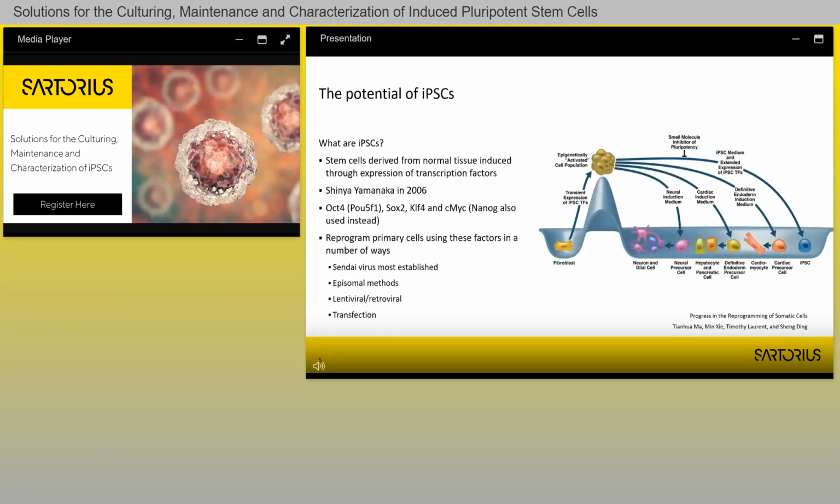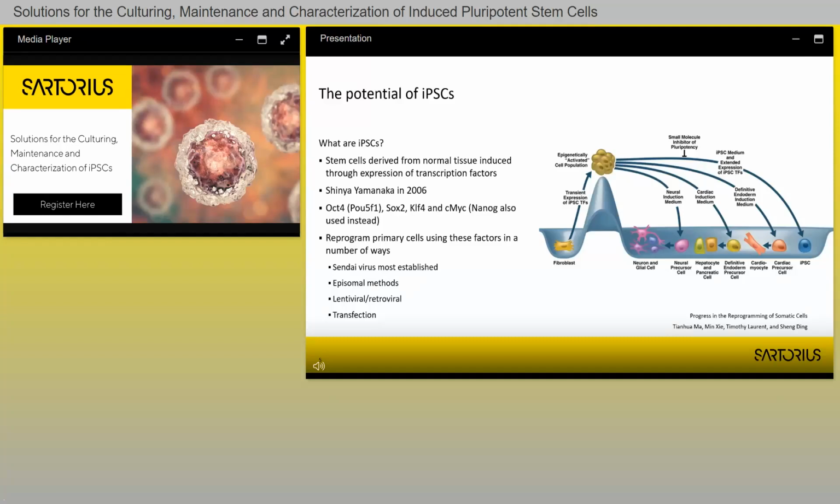So what are induced pluripotent stem cells, or iPSCs? Well, iPSCs are stem cells that have been induced from normal tissues such as fibroblasts through the expression of specific transcription factors. This method was discovered in 2006 by Shinya Yamanaka and his team using Oct4, SOX2, KLF4 and c-Myc, and the reprogramming can be done using a few different methods such as Sendai virus, transfection and episomal induction.